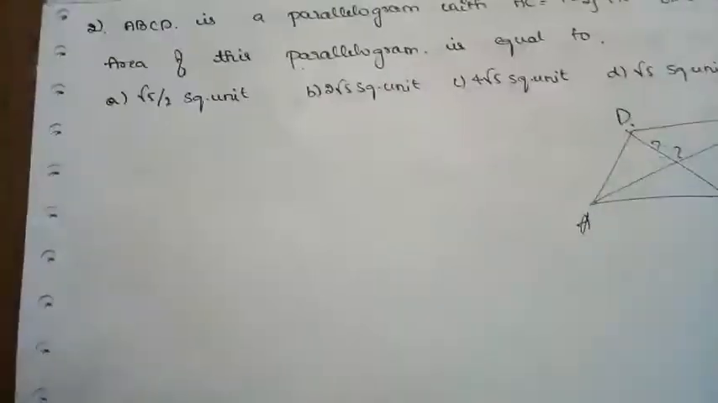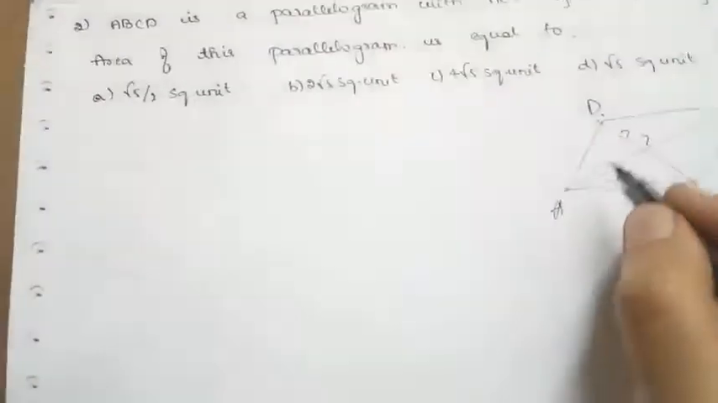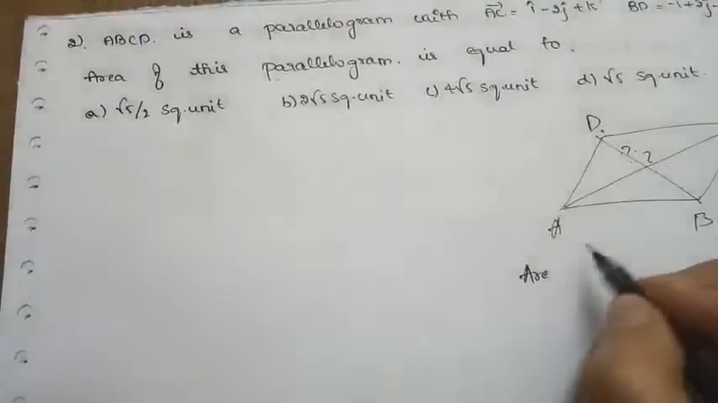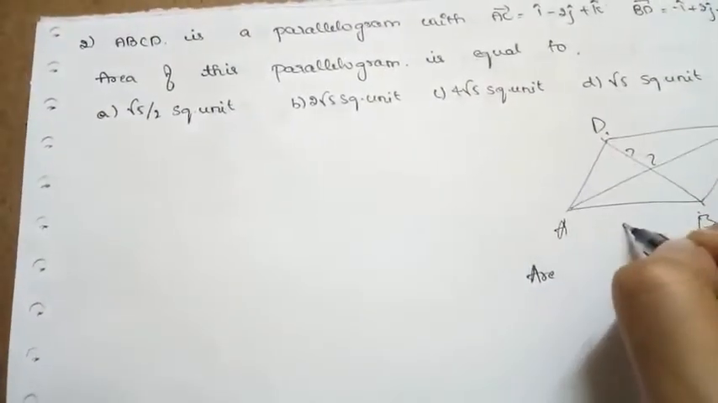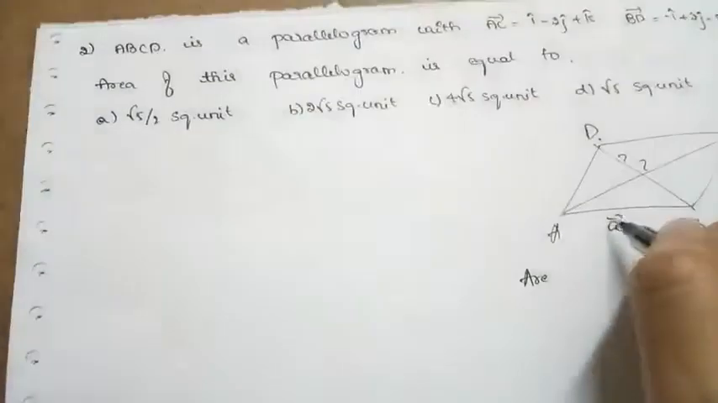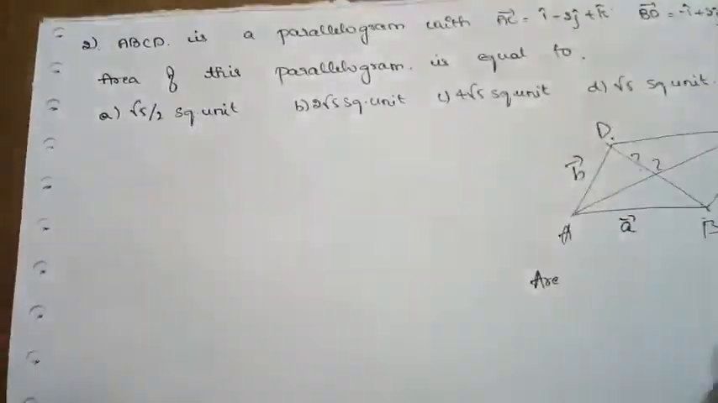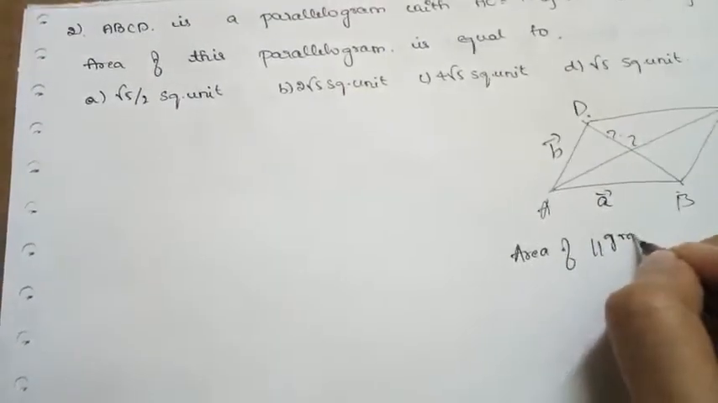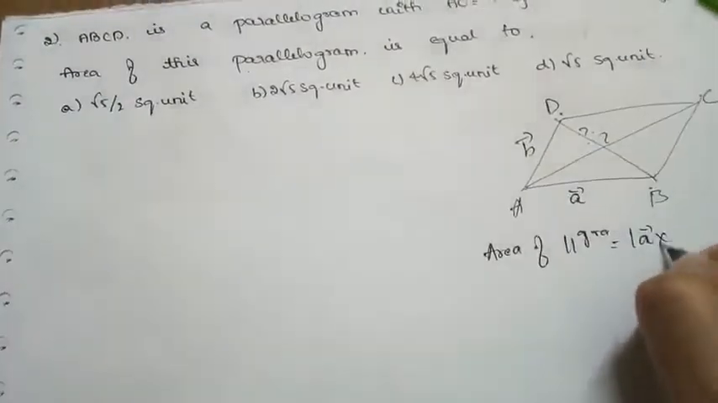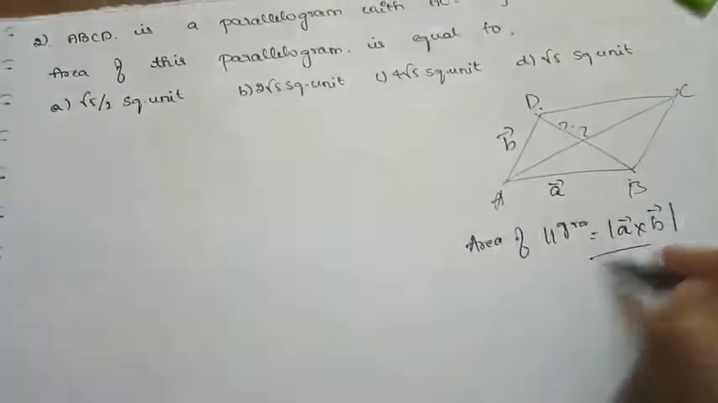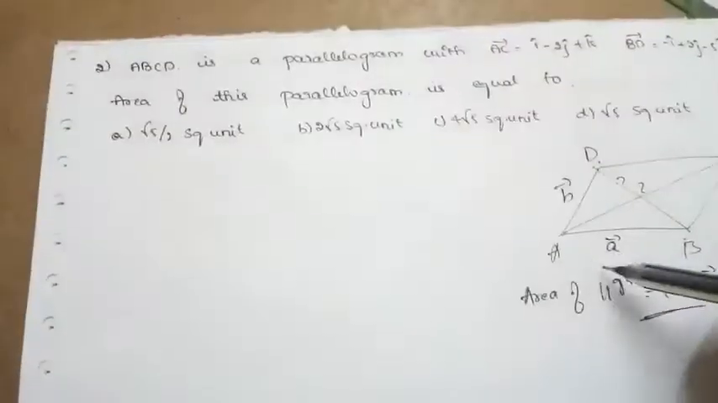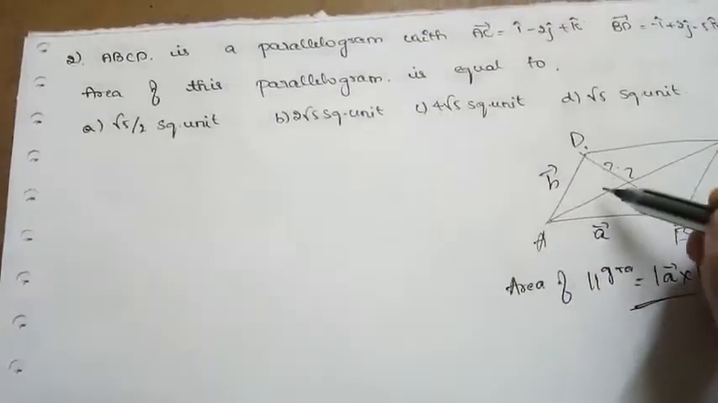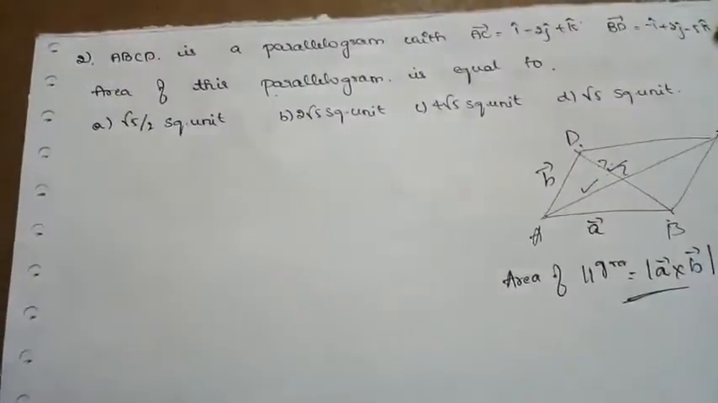In the textbook, the formula we have to find the area of the parallelogram is when the two adjacent sides are given. That is, if vector AB is vector A and vector AD is vector B, then the area of the parallelogram is vector A cross vector B. So this is what we have learned. But here they have not given the two adjacent sides of a parallelogram. Here they have given two diagonals of a parallelogram.